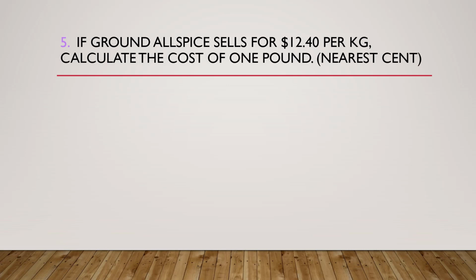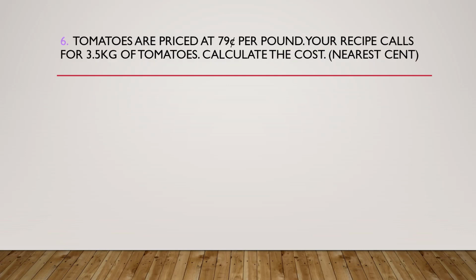Ground allspice sells for $12.40 per kilogram. We want to know the cost of 1 pound, rounding off to the nearest cent. So I'm going to take the cost per kilogram and divide it by the amount of pounds there is in a kilogram, and that will give me the cost of 1 pound, which in this case rounded to the nearest cent is $5.64 per pound.